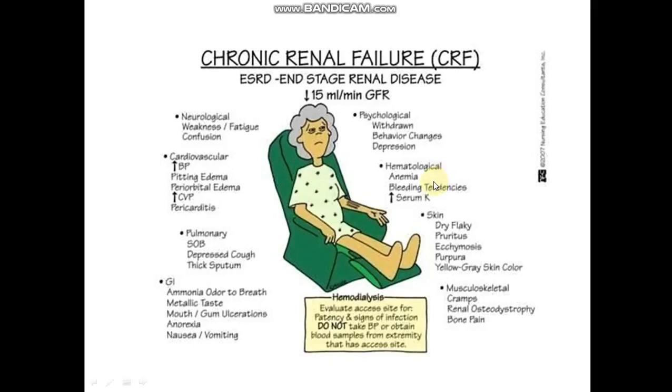Hematological, the patient may present with anemia because there is a decrease in the endocrine function of the kidney. There is no erythropoietin production, there is no stimulation of the bone marrow, and there is a decrease in the number of the red blood cells, and this will lead to anemia. Or the patient may complain of bleeding tendencies. This is because of abnormalities in the function of the platelets, or a decrease in the number of the platelets, or even abnormalities of the coagulation factors. So the patient presents with bleeding tendency.